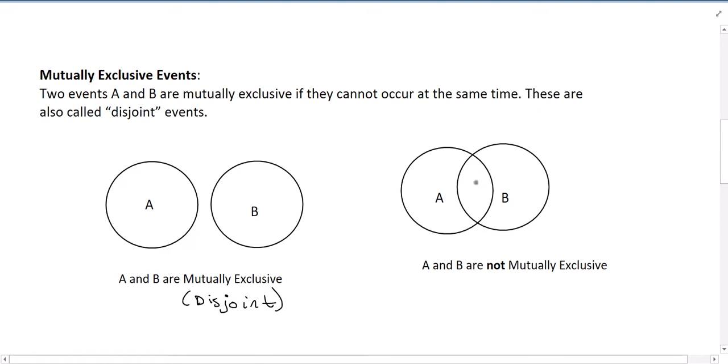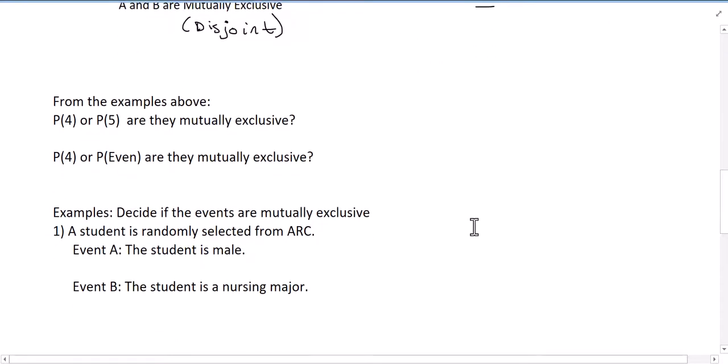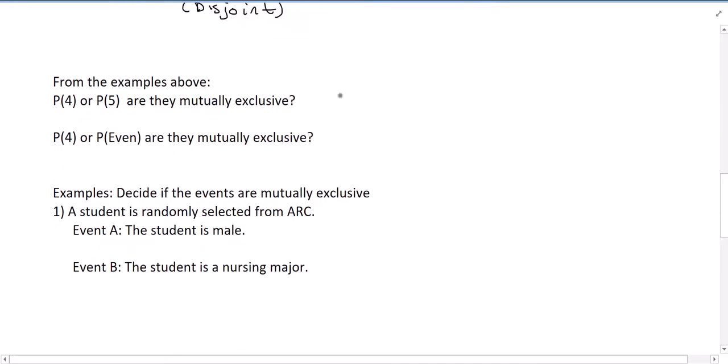Now, when they overlap, like being 4 and being even, those overlap because the number 4 is an even number. So then we say they are not mutually exclusive or not disjoint. And so when there's overlap, when we find probabilities, we need to get rid of that double counting of that overlap. So in our examples, the probability of 4 or 5, are they mutually exclusive?